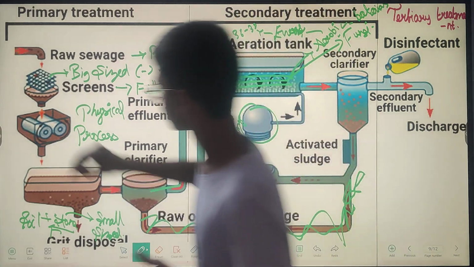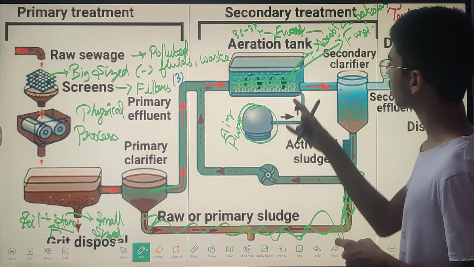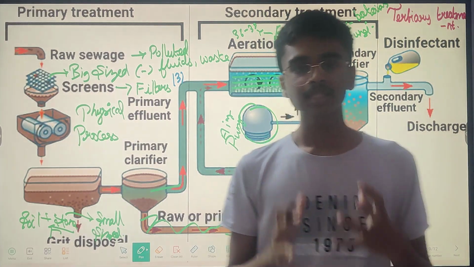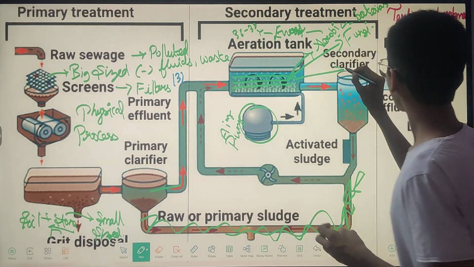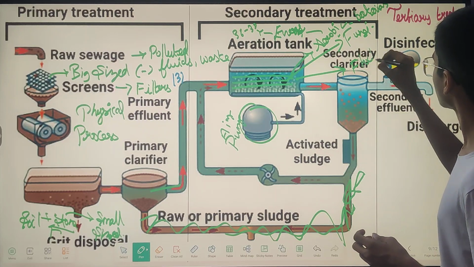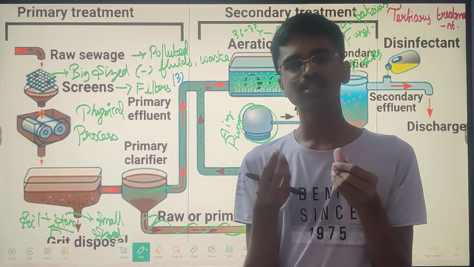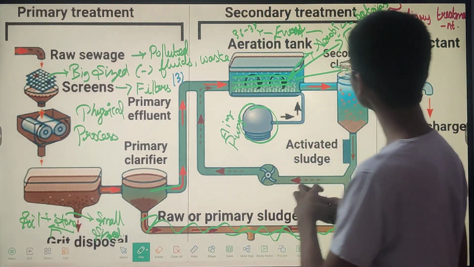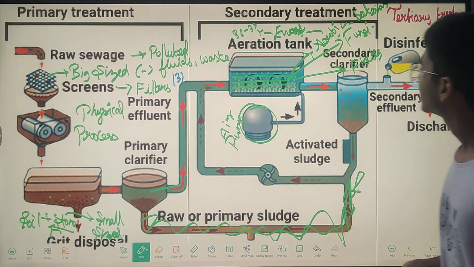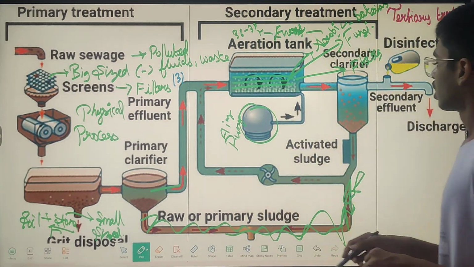This air pump will be bubbling air inside the water, so that this fungi and this aerobic bacteria can grow, and they will be forming flocks. Flocks now, what? The cluster, we can say, a cluster of aerobic bacteria and fungi.